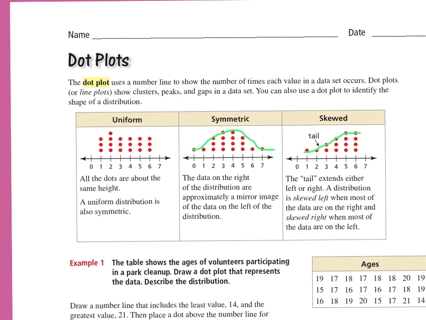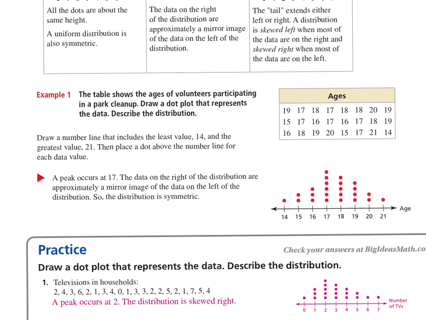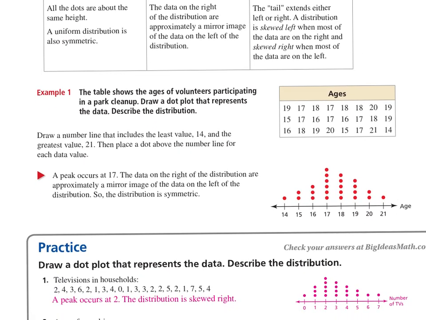Let's take a look at a couple of other things here. Here's an example. This example, the table shows the ages of volunteers participating in a park cleanup. Draw a dot plot that represents the data and describe the distribution. So we collected all the ages of these people that are participating, and now we are going to plot it on this graph. And so you can see what they did is they took that 19 and put a dot, 17 put a dot, 18, and they filled in on a number line a dot plot.